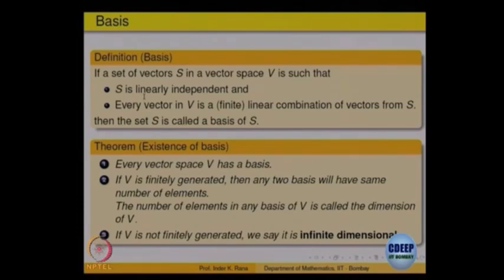Now, things are becoming different from the normal. Earlier, when we had subspaces of R^n, everything was finite, so no problem. Here what we are saying is a subset S, which may or may not be finite, is called a basis if it is linearly independent, and every vector is a linear combination of elements of S. Okay. So, here is a theorem which will not be proven, that every vector space has a basis.